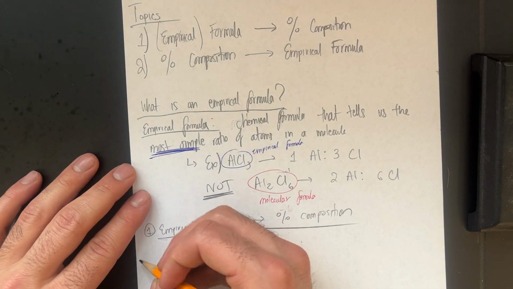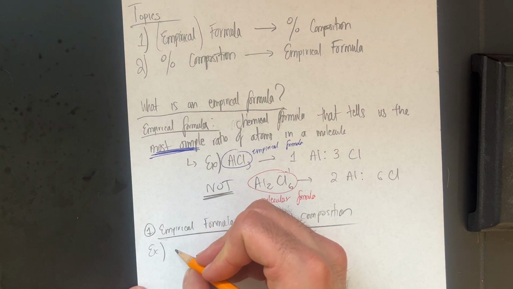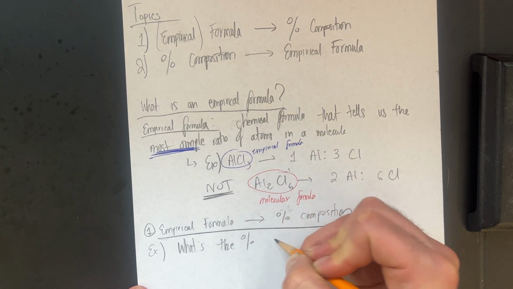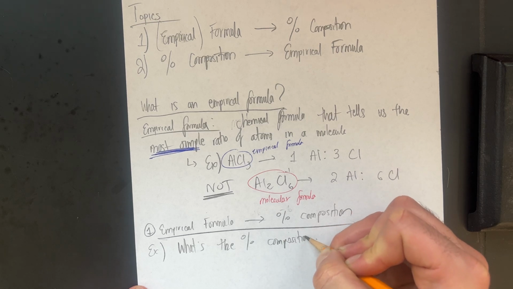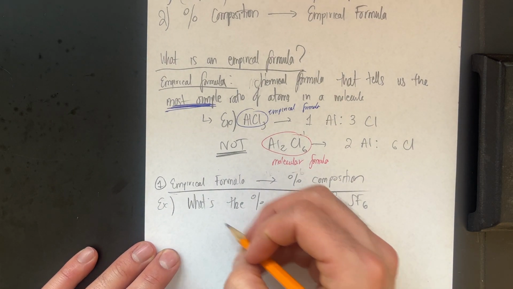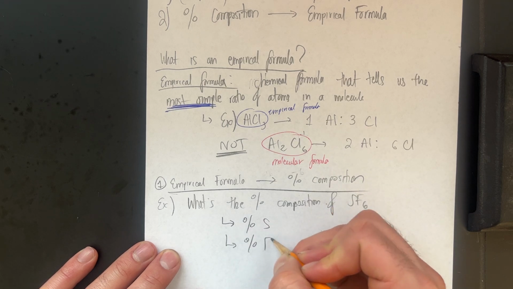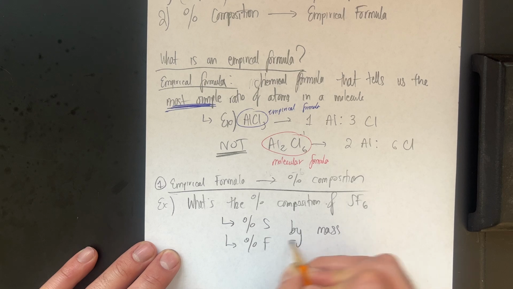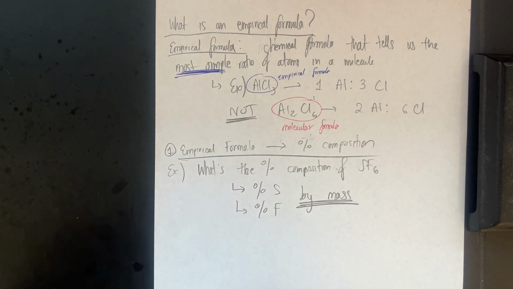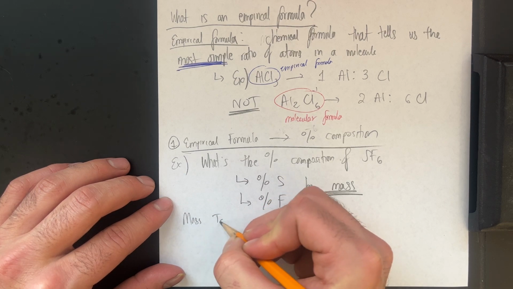So for example, let's make it easier with an example. Let's say we have SF6, and I ask you, what's the percent composition of SF6? That means, what percent of SF6 is S, and what percent is F? By mass. That's important to think through. It's by mass. And so here, what you want to first think is, okay, what's the total mass of SF6?